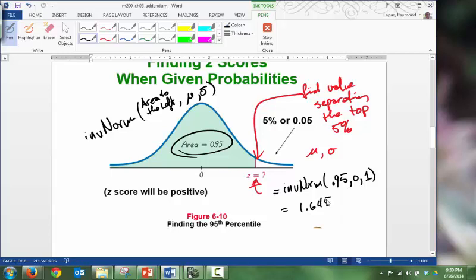Say it again? They can ask you this for a regular normal distribution. Yes. So we just change the mean and the standard deviation. For a regular normal distribution, you just change 0 and 1 to whatever numbers they are, and then you'll get it.